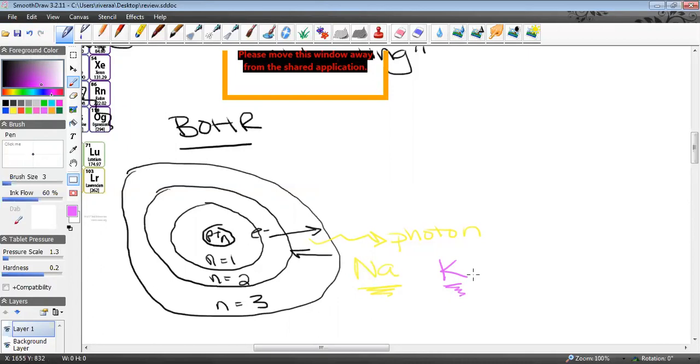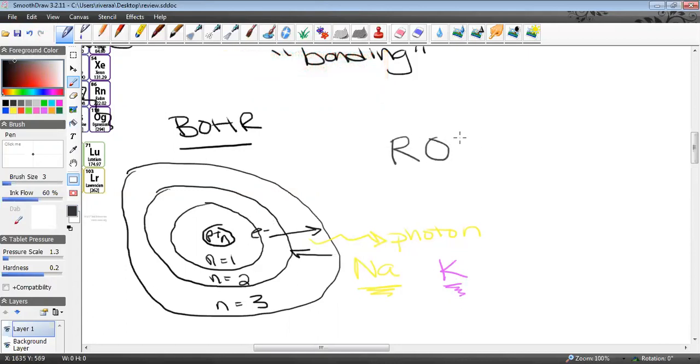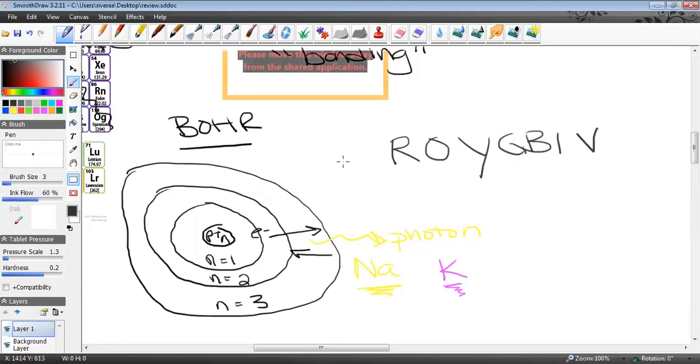So you get different colors of light from different elements. This is how fireworks work, and it all has to do with electrons transitioning between energy levels. There's a bunch of different colors of light that you could possibly see. In our visible spectrum, there are red, orange, yellow, green, blue, indigo, and violet. These are the different colors of light that our human eyes can see. The red light is the lowest energy light that we can see, and the violet light is the highest energy light that we can see.